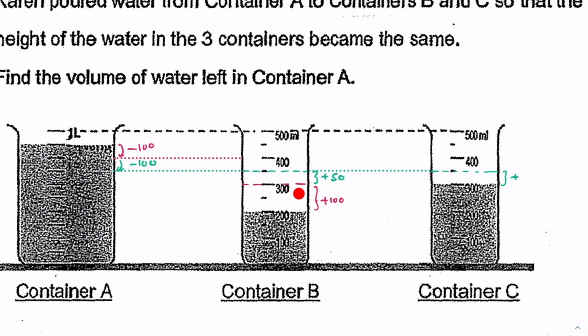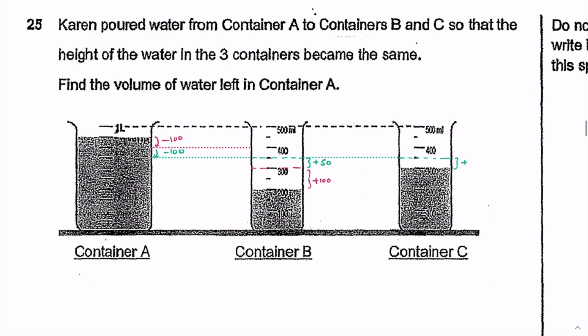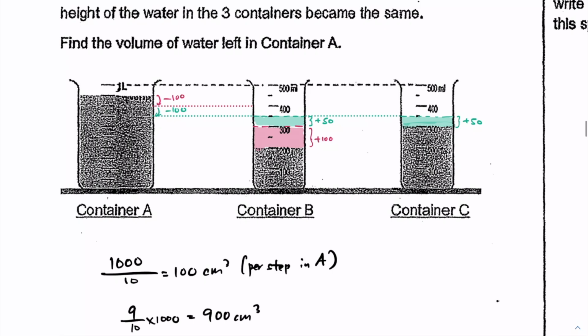So if I add the 50, I will go up by 1 step. If I add that 50 here, it will go up by 1 step. And what do you know? Container A is currently at the same level as the 2 other containers. So how much volume is left in container A? That would be one step, okay, that's 900 at the beginning.